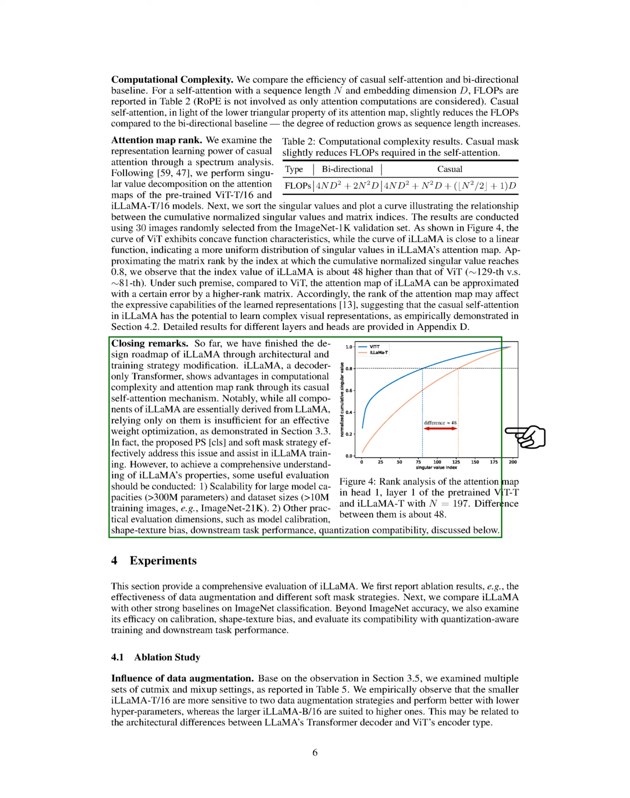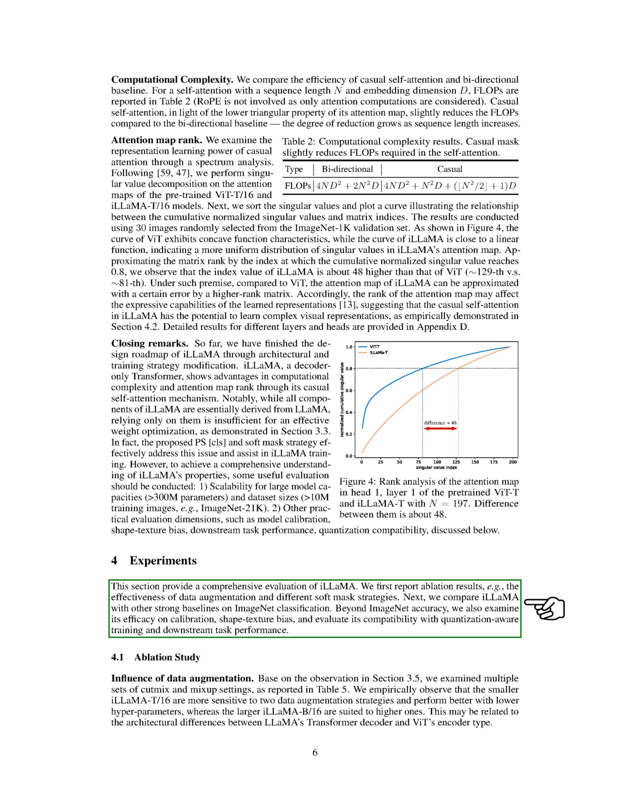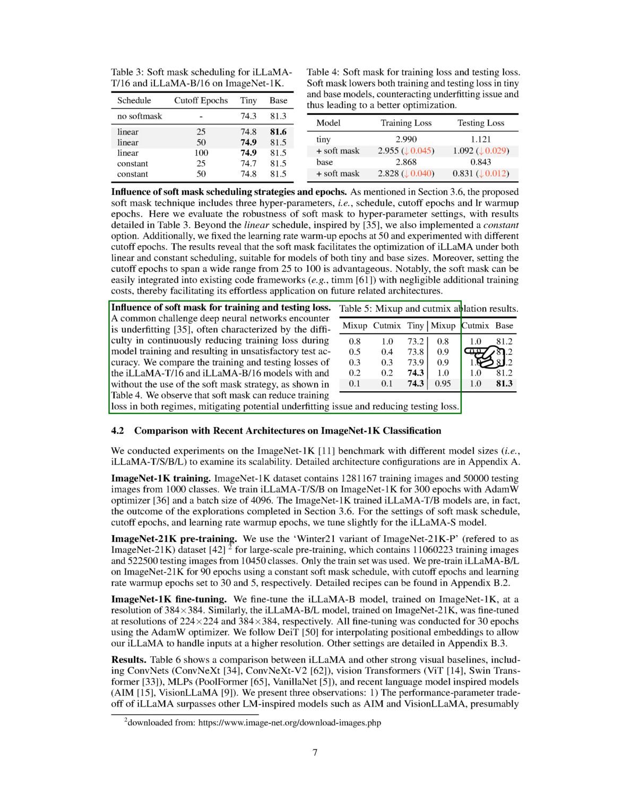However, to fully understand iLLaMA's capabilities, further evaluations are needed, such as scalability for large models and datasets, model calibration, shape texture bias, and downstream task performance. Our experiments include a detailed evaluation of iLLaMA, including ablation studies on data augmentation and soft mask strategies, comparisons with other baselines on ImageNet classification, and assessments of calibration, shape texture bias, quantization compatibility, and downstream task performance. In our ablation study, we found that the effectiveness of data augmentation strategies varies depending on the size of the iLLaMA model. Additionally, the soft mask strategy proved to be robust to different hyperparameter settings, helping optimize iLLaMA models and improve training and testing losses.